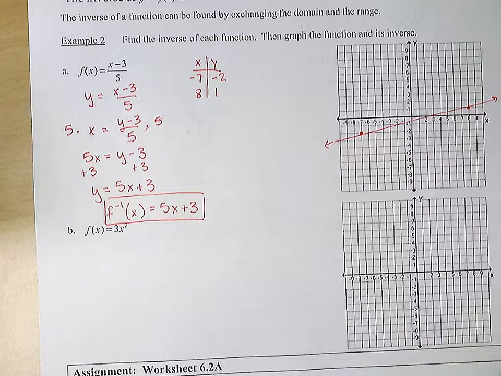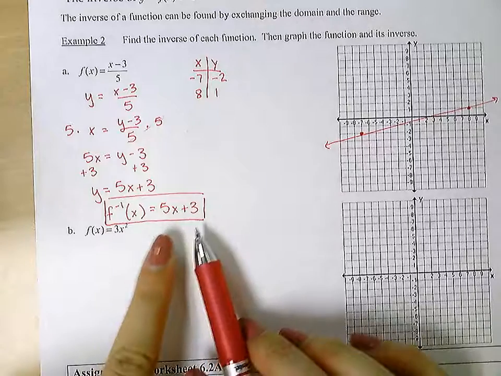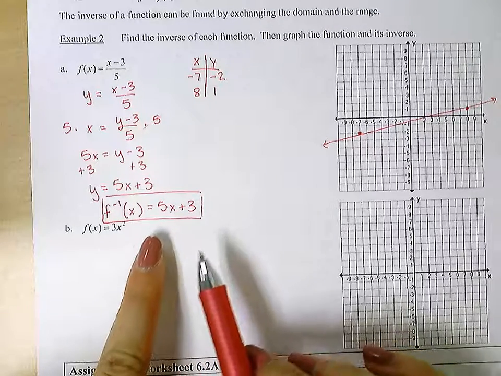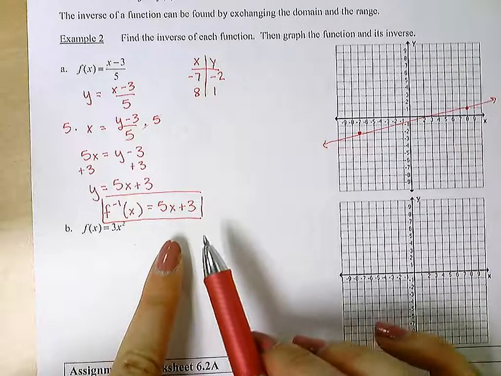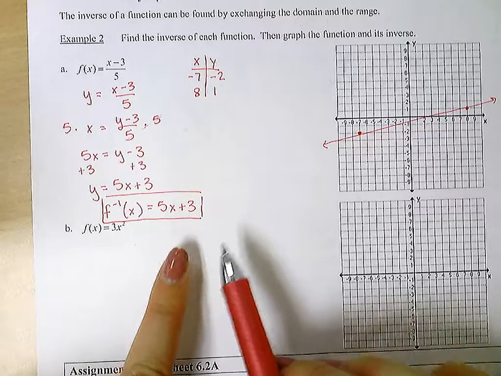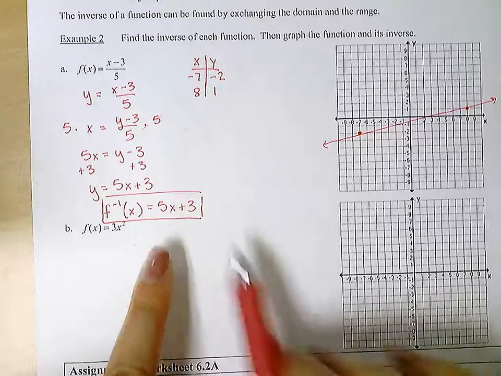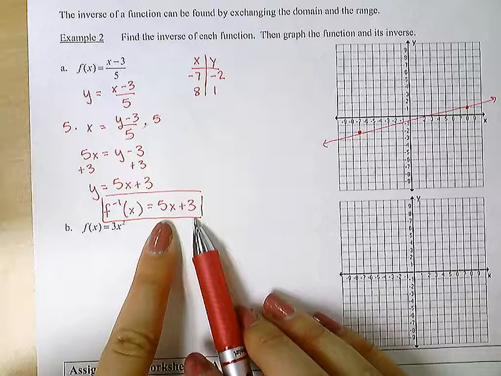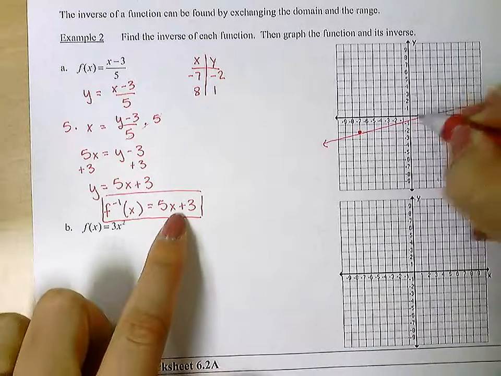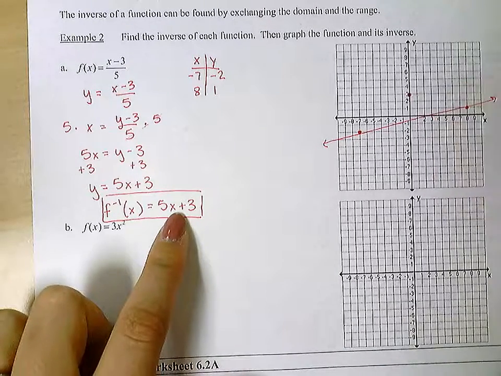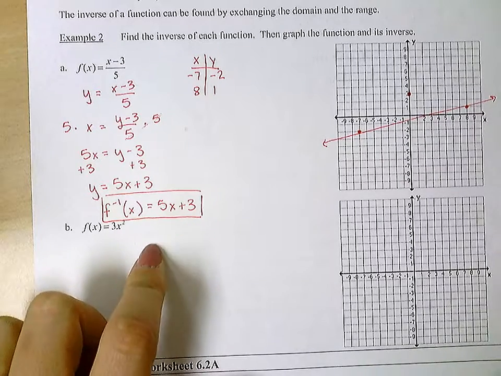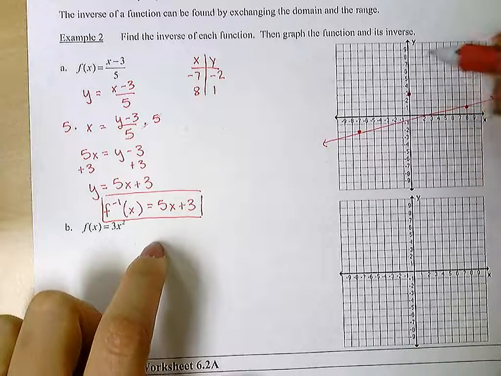That was pretty straight. All right, next, I want to plot the inverse. This one's a little bit easier. Okay, it's in the form y equals mx plus b. What's your y-intercept here? 3. Okay, so I can plot my y-intercept at (0, 3). What's my slope? 5. So I can go up 5 and right 1.